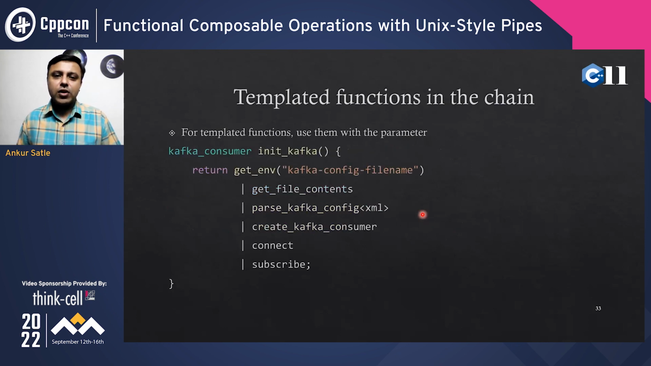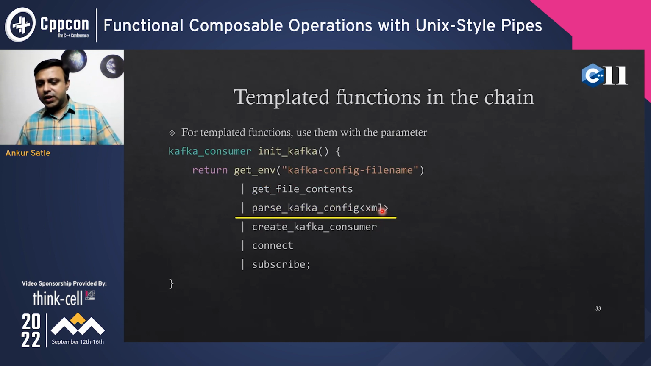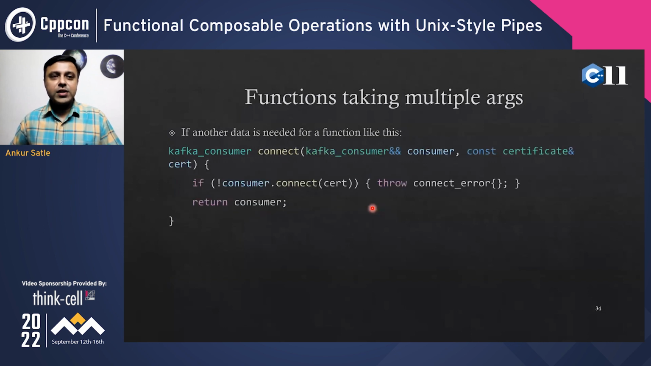Well, all is not lost. As you see here, the parse Kafka config is right there with the templated argument specified. So with that parameter, the template becomes a real function, and now the function is callable from this point, even if it was not instantiated so far. Okay, so we move ahead on the chain.